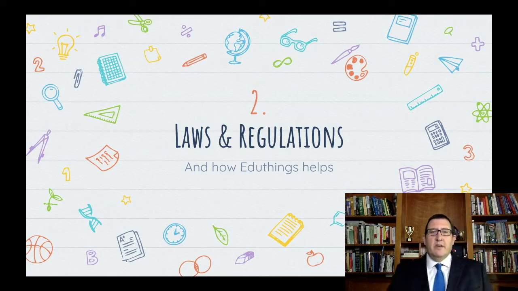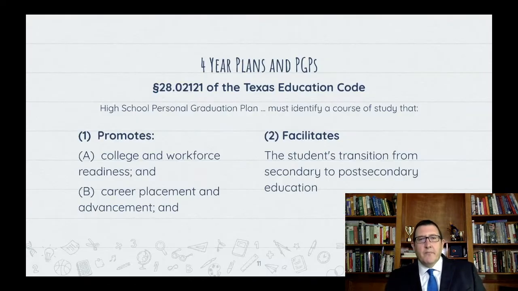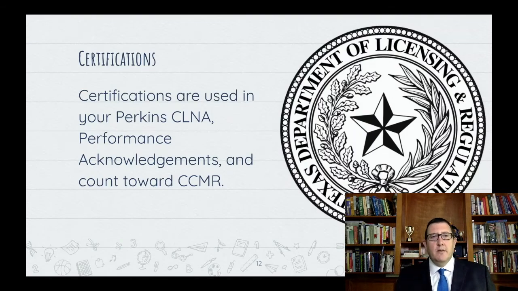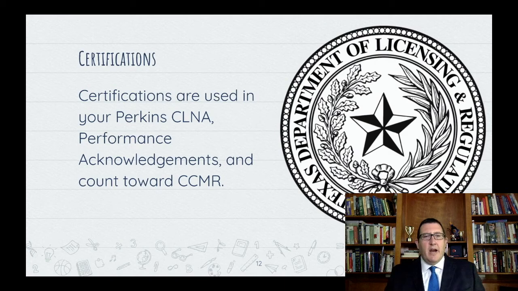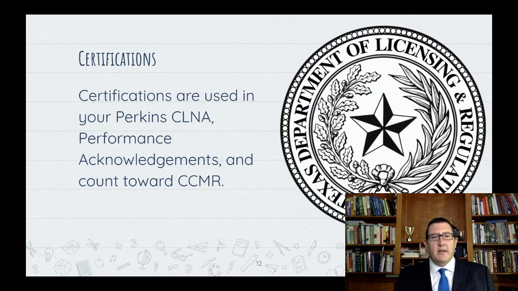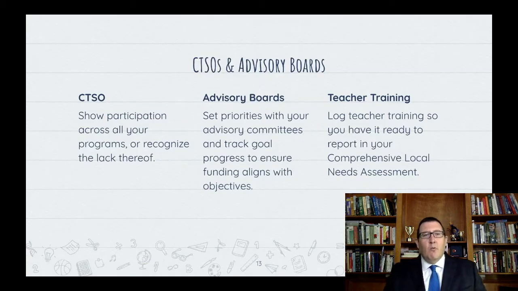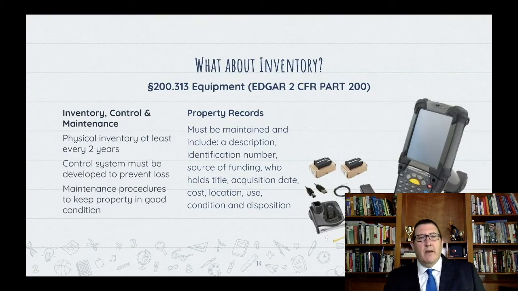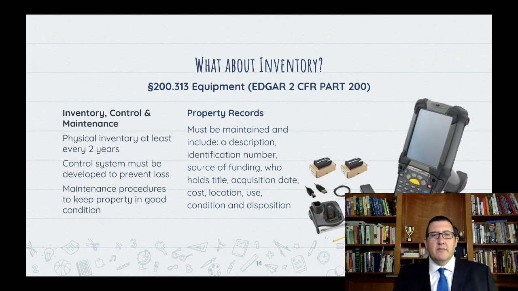There are also laws and regulations that might make you interested in using our product. First, in Texas, we need to have a personal graduation plan for our students. Our certifications are tracked in our performance acknowledgments and count towards college and career military readiness. We might want to track our CTSOs and advisory board and teacher training, so that way we can use that information on our comprehensive local needs assessment. And of course, Perkins would regulate, or Edgar rather, would regulate how we use our Perkins funds.